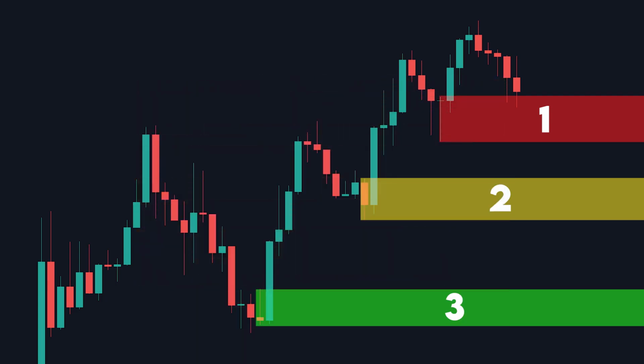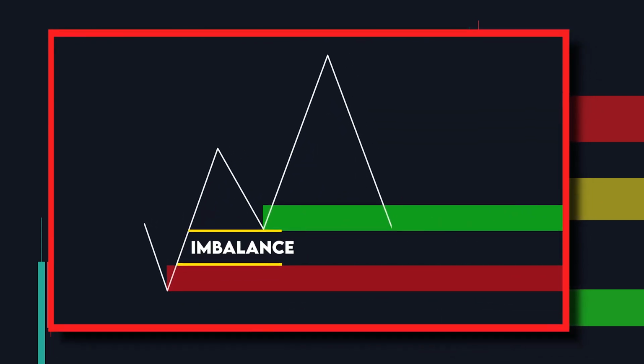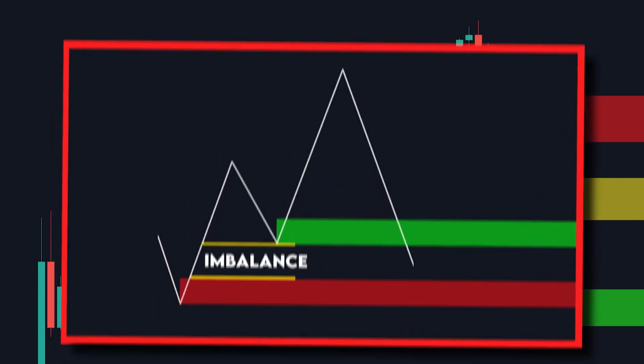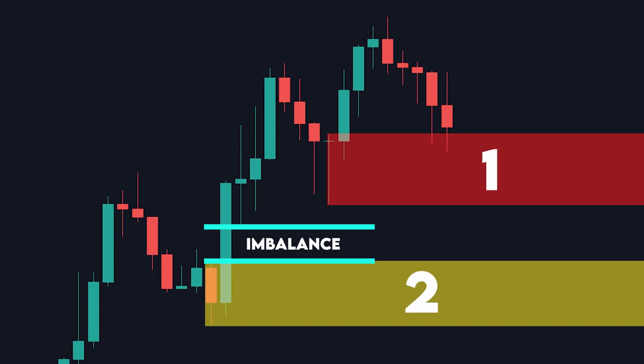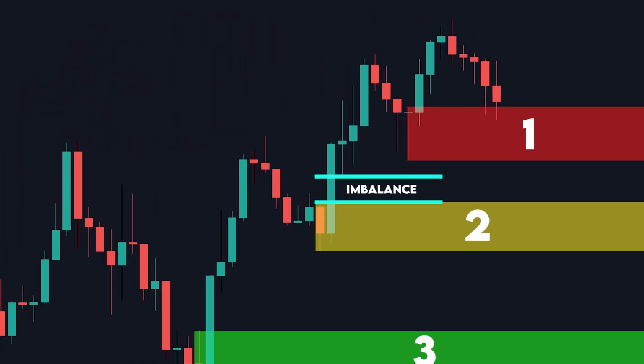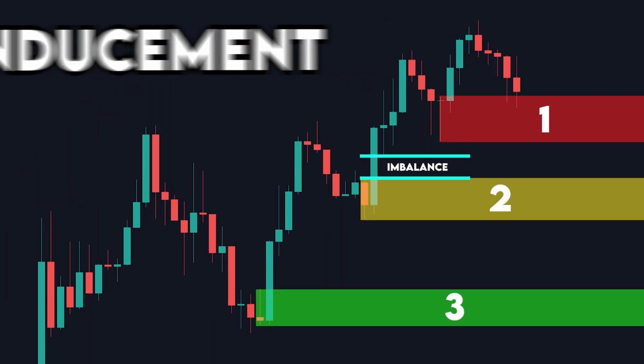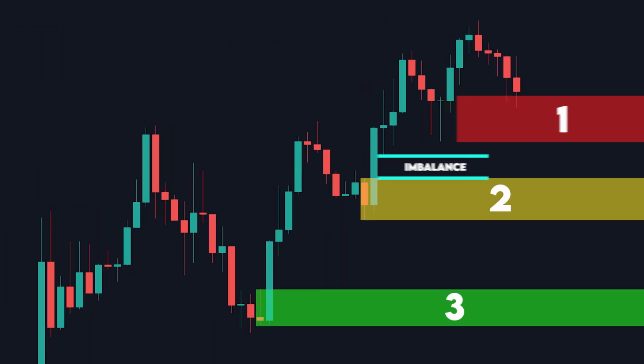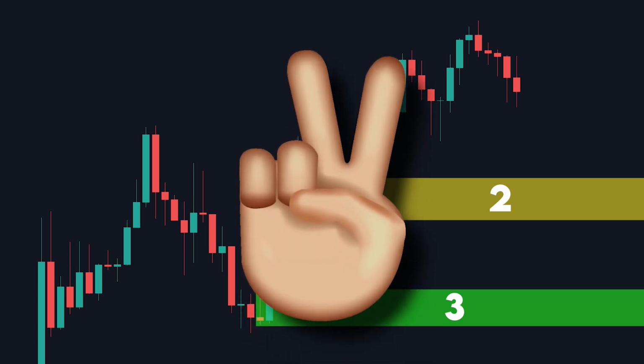The reason being is because there's an area of imbalance right below this zone. And like I said before, price is naturally going to want to test this imbalance, which means in order to do that, it's going to have to break this zone, which also makes this our inducement zone. So in that case, we can remove the zone entirely. That leaves us with just 2 zones to choose from.